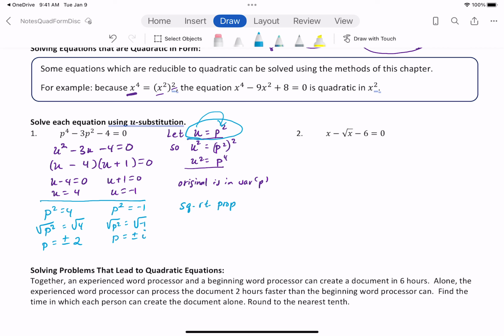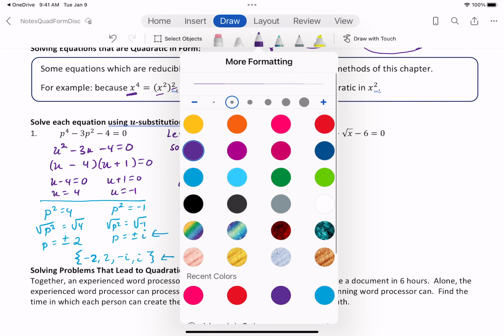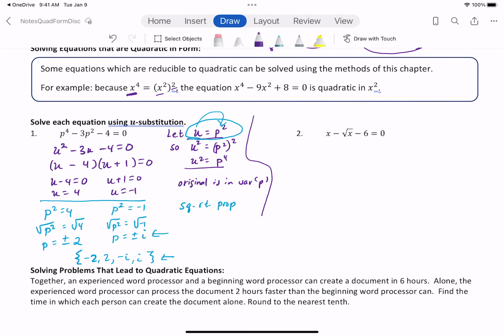So we actually have 4 solutions. We have -2 and 2, and we have -i and i. You can write the solutions like this or like this. Either way is fine. The second one to me is a little less intuitive, but we're not going to give you like 5 different kinds of these. These are basically the 2 kinds that we're going to deal with.